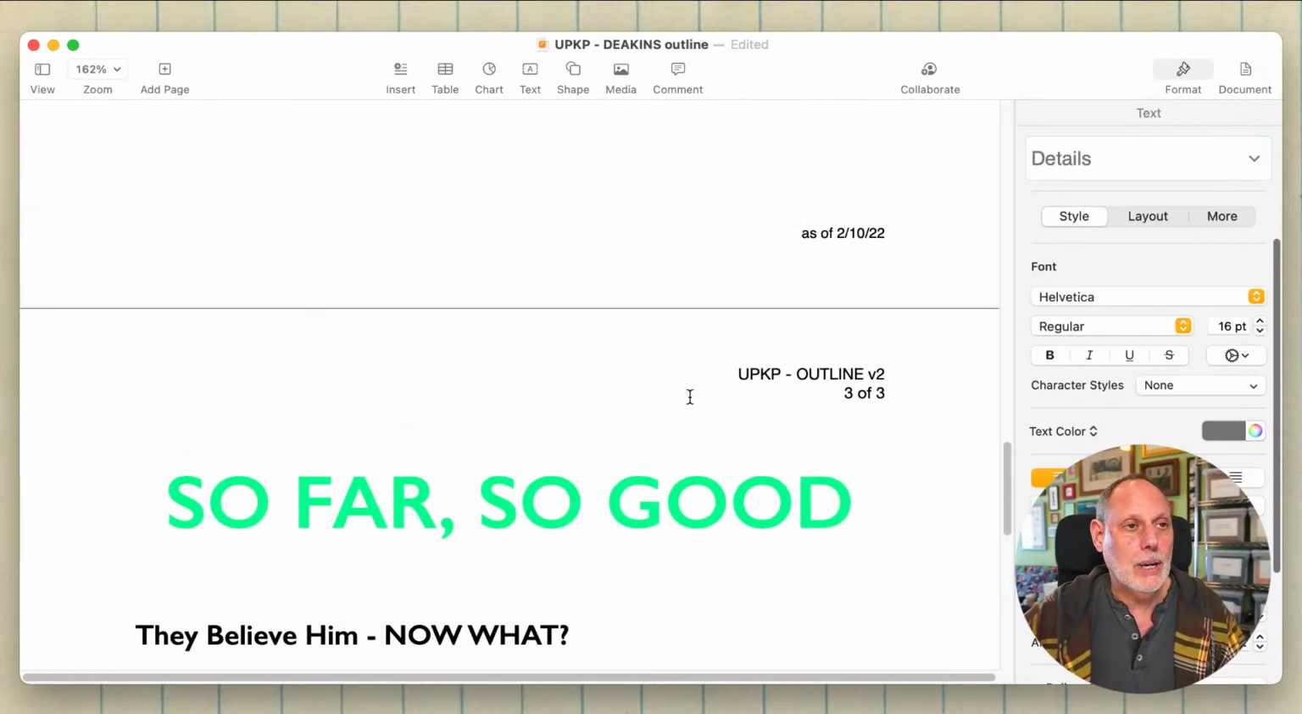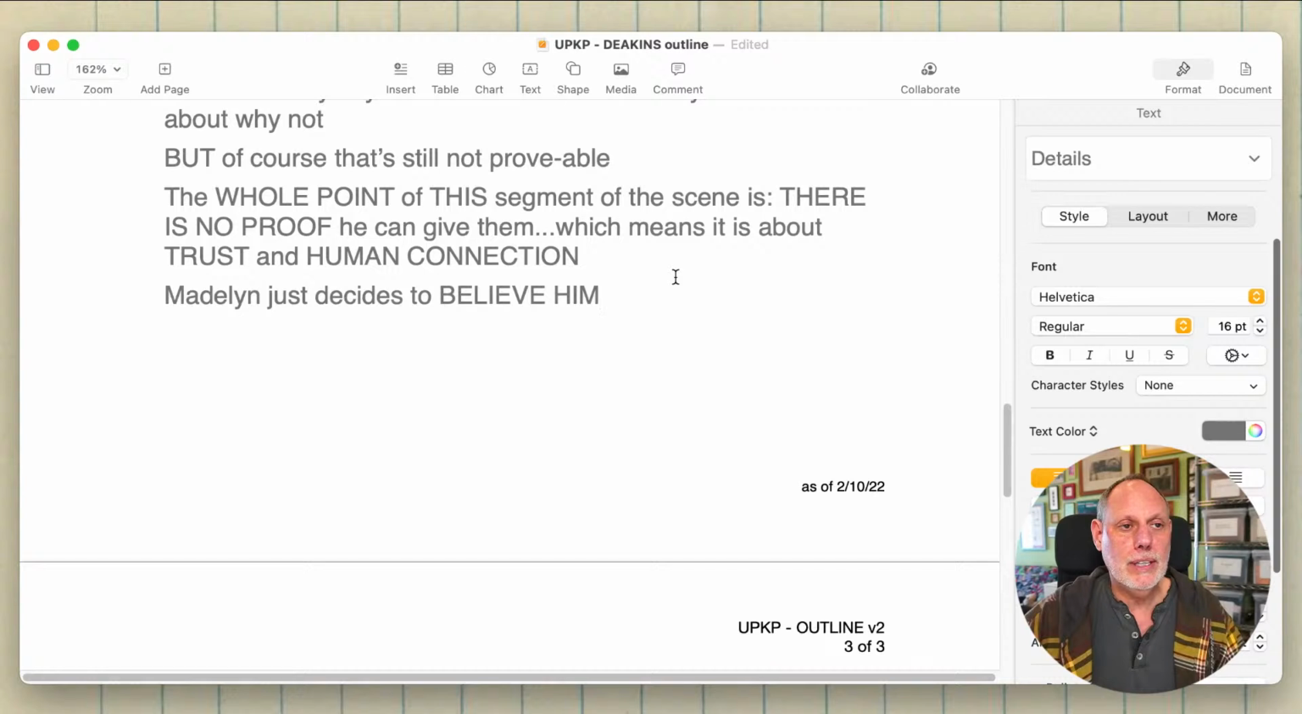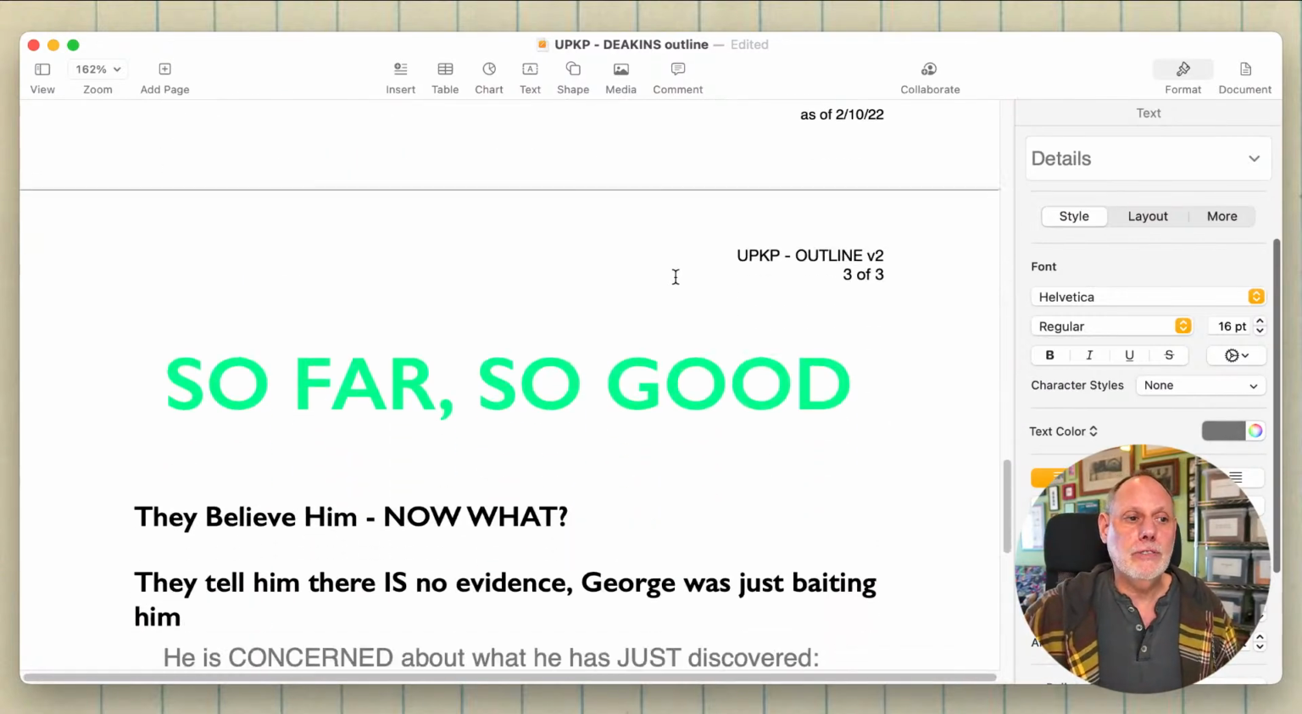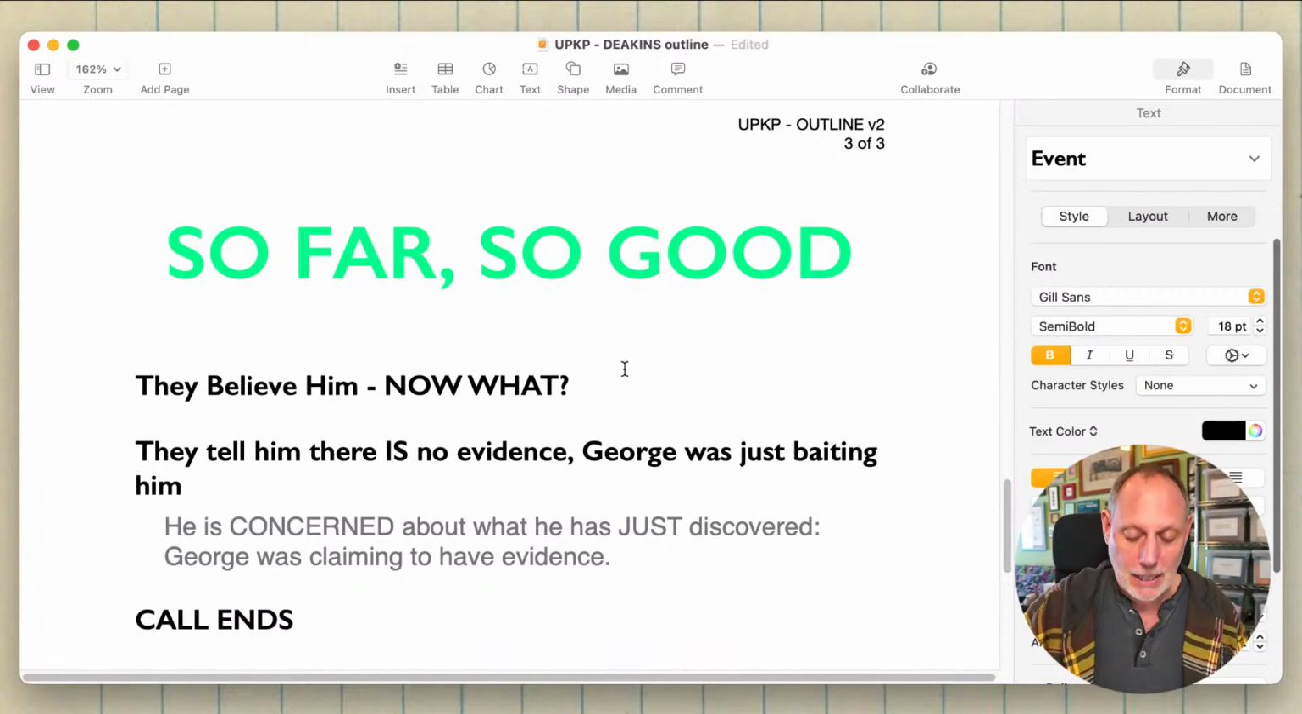So here's what happens. We get to this turning point in the story where Madeline says, you know what, I believe this person, which means two things. One, I believe that he is who he says he is. And two, therefore, I believe what he says, which is he did not commit this murder. That raises a lot of questions. They believe him. Now what?